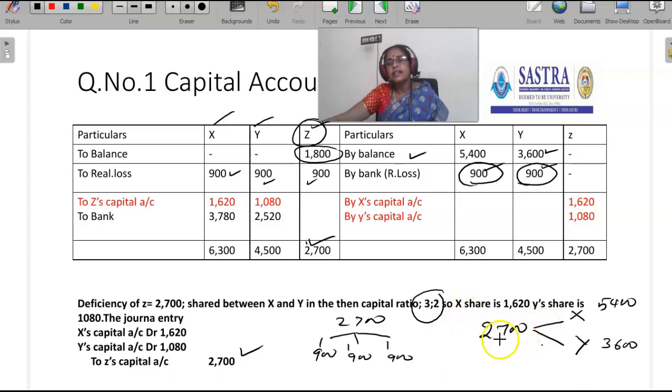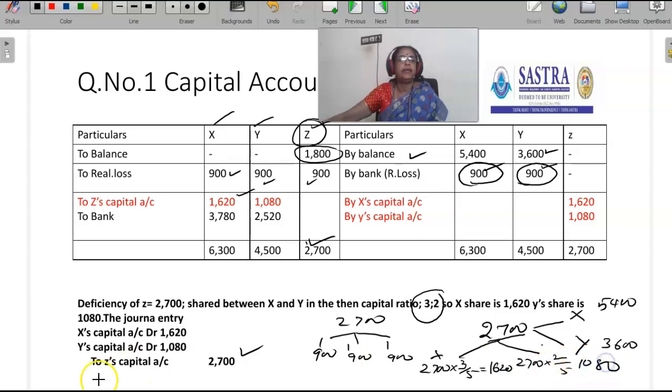The deficiency is how much? 2,700. So 2,700 should be borne by X: 2,700 into 3/5. Y: 2,700 into 2/5. So 2,700 into 3/5 is equal to how much? 1,620. 2,700 into 2/5 is 1,080. The journal entry is solvent partners' capital account debtor to insolvent partner's capital account.